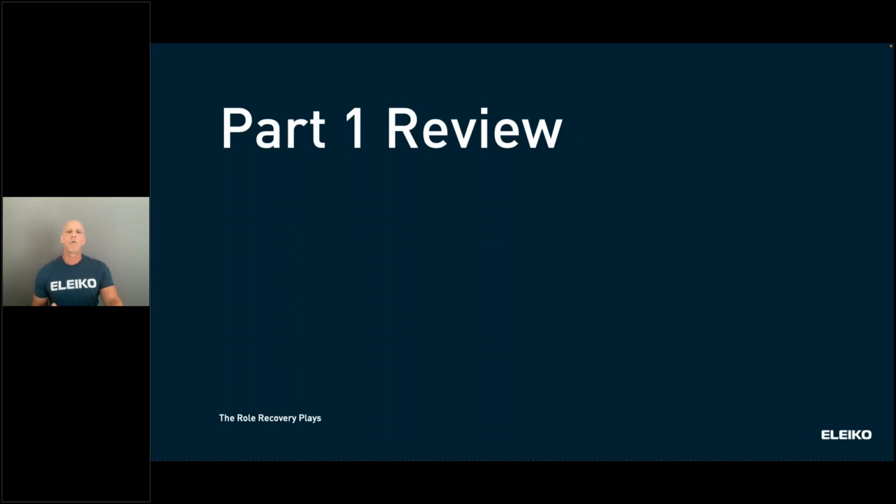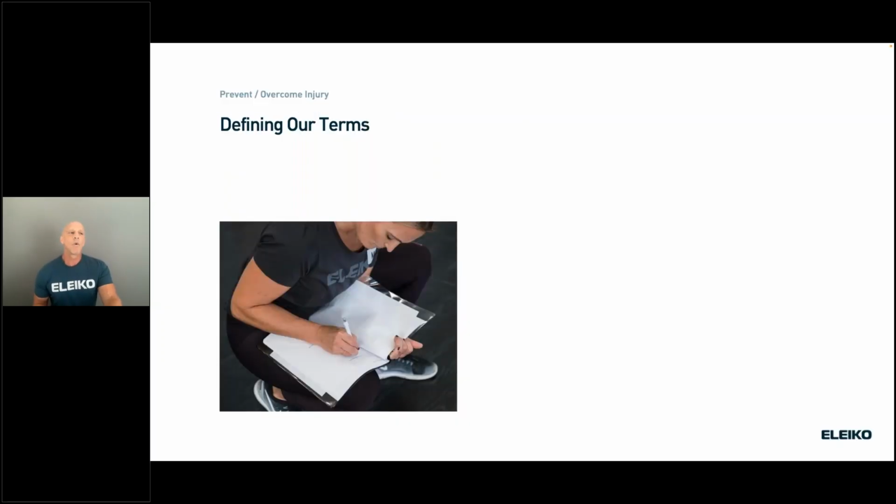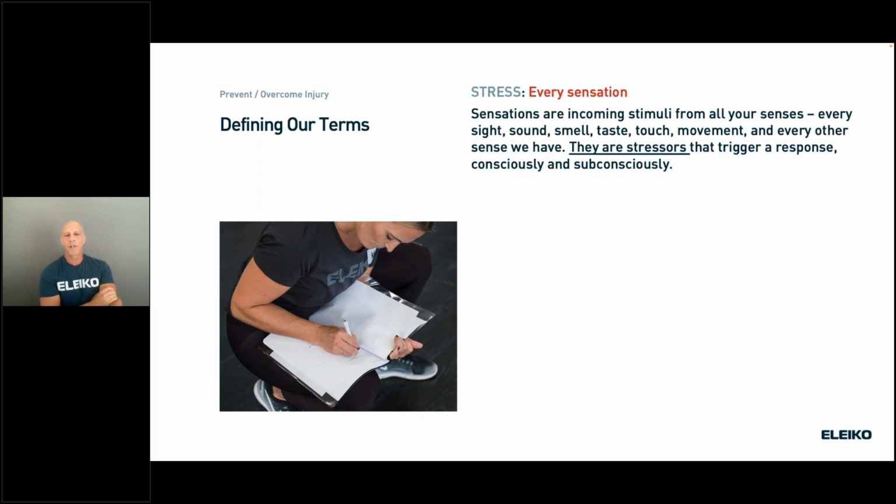So let's really quickly review part 1, depending on who wasn't here. In part 1, we did a couple things. We defined our terms, which is vitally important. First off, we have to understand what stress is. Stress is the major key to this, because stress is what creates the injury response, if you will. It's related to inflammation, as we'll find out later on. Stress is every sensation, and this is what people typically don't know. It's every sight, sound, smell, taste, touch, movement, everything that you do is a stressor to the body.